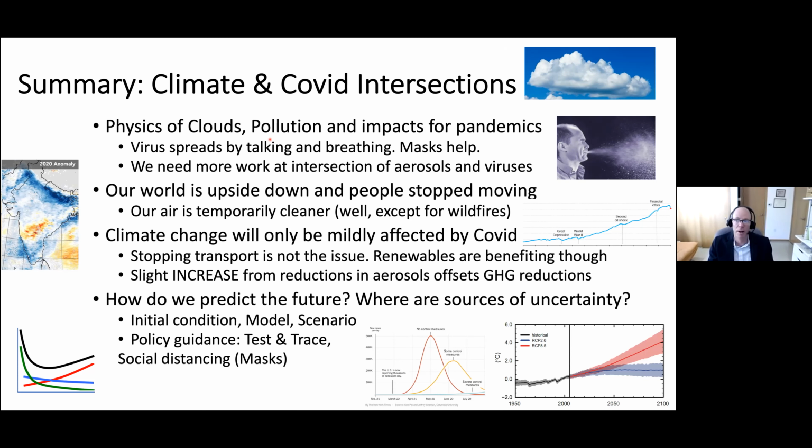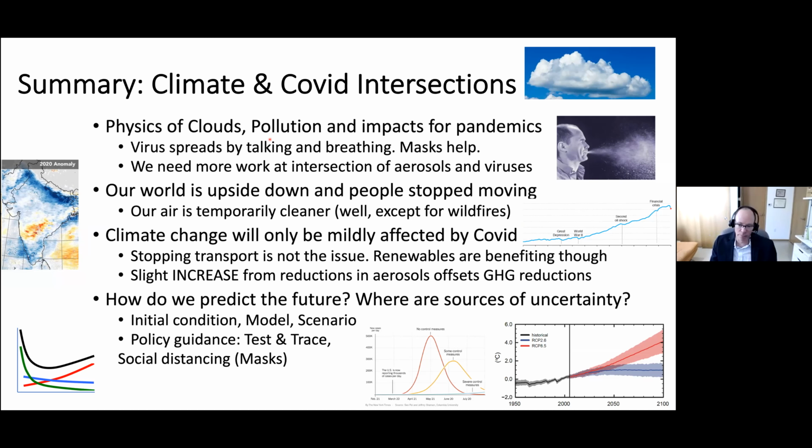at this intersection. Our world was turned upside down and people stopped moving, and our air was temporarily cleaner, except for wildfires. But that only modestly affected climate, for example. Stopping transport's not really the issue. Renewables are benefiting though, and we may see some lasting positive impacts of this. And there may actually have been a slight warming from reducing basically these aerosols, or the pollution that would offset changes or reductions in the greenhouse gases or fossil fuels.